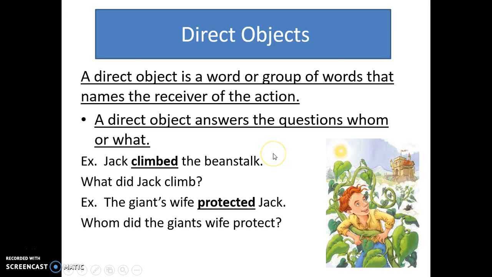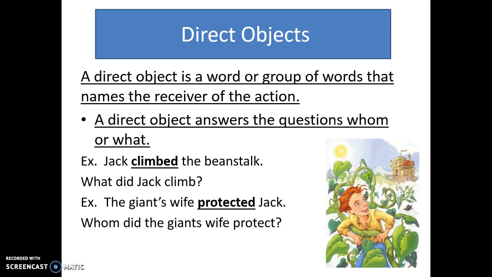All right, so open the flap on the direct object side. On the top of the flap, you have to write everything that's underlined in the here, here, here, and here. So first you're going to write a direct object is a word or group of words that names the receiver of the action. That is the formal definition of a direct object. A direct object answers the question whom or what. That's the second part of the formal definition.